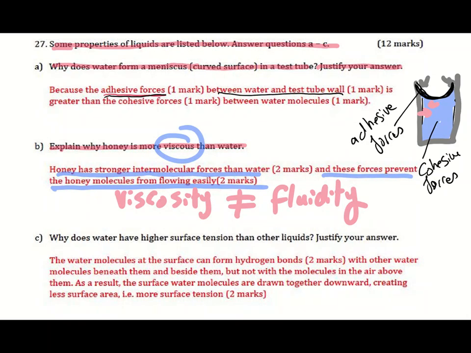Question C. Why does water have higher surface tension than other liquids? Justify your answer. What is surface tension? Surface tension is when the water surface becomes like a sliding surface for insects, for people, for wood.